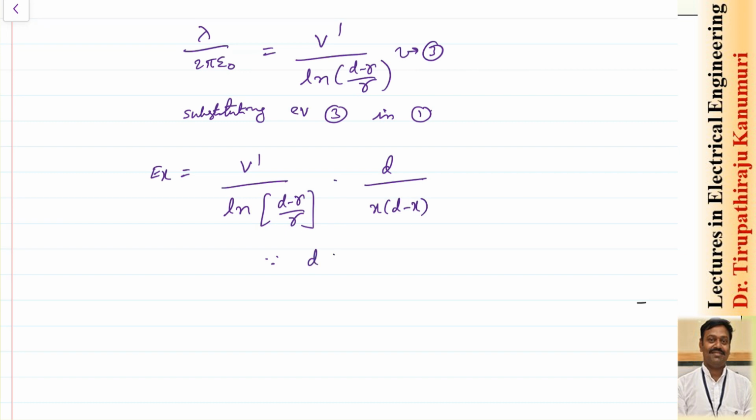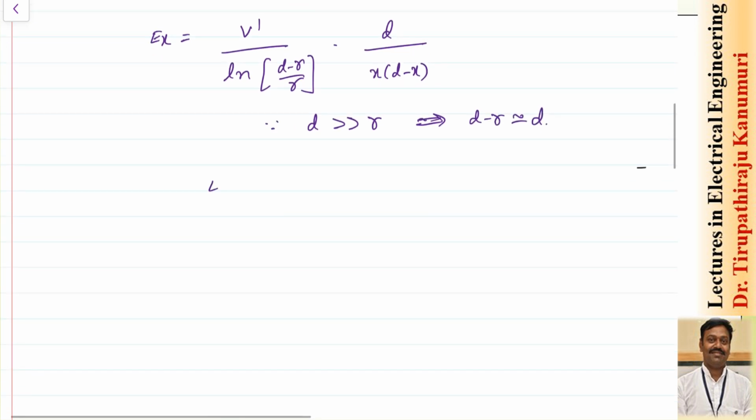So since we know that d is far greater than r, this d minus r I can approximate to d. From this I can tell that the value of Ex will be equal to V dash divided by ln of this d minus r will become d, this will become d by r, multiplied by d by x into (d minus x). So let us take it as equation number 4.